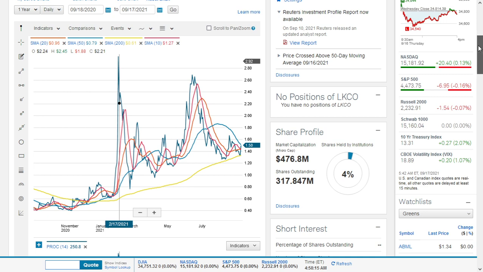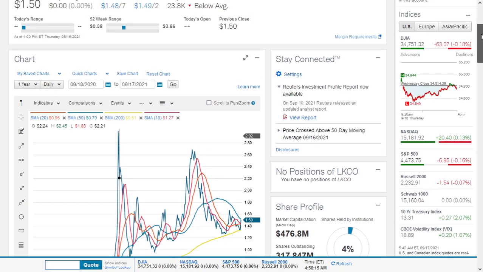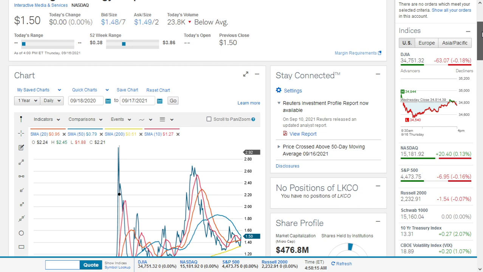If you want to get involved with the stock, by all means, do your due diligence and see how things pan out.